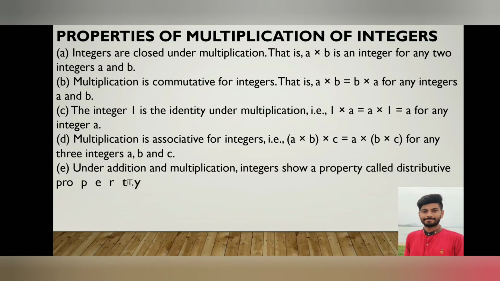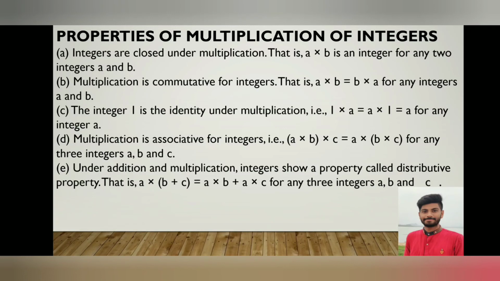Now, under addition and multiplication, integers show a property called the distributive property. This property is very important in multiplication. In this property, we will have both multiplication and addition together. So, this is the distributive property. In this property, we have to distribute. So, this property is called the distributive property.